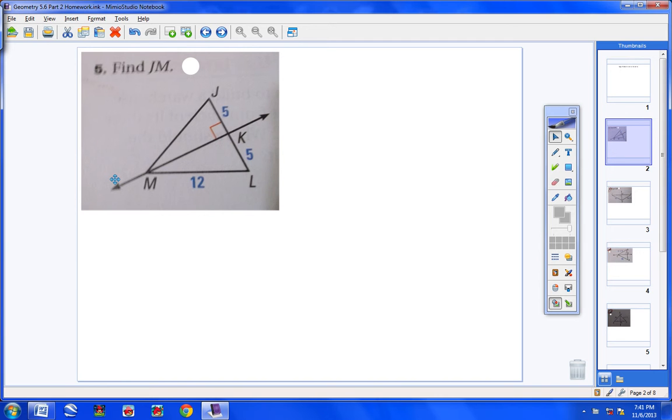Let's start off with number 5. Numbers 5 and 6 have the same directions. The directions state, use the information in the diagram to find the measures.